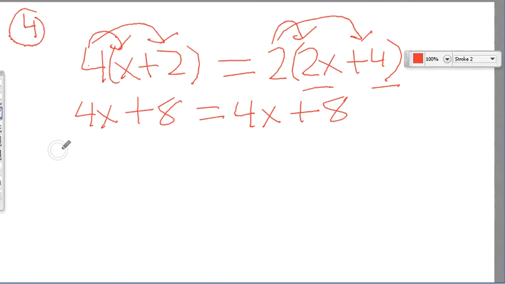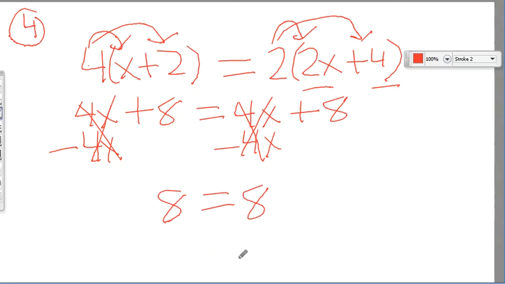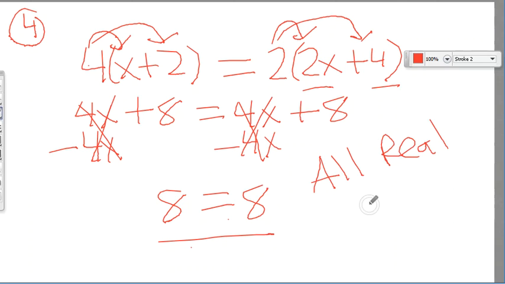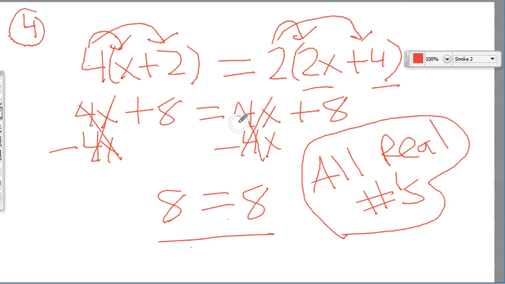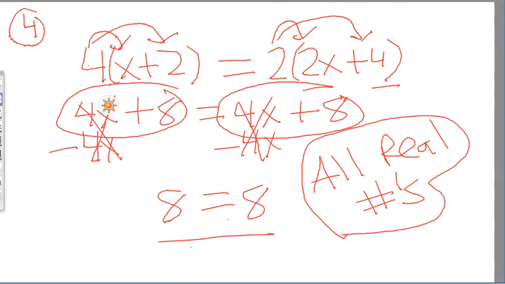Okay, and then from there, as we go to get the two terms that have the same variable to be on the same side, the thing that happens is this would cancel out, this would cancel out, and we're left with 8 equals 8. Okay, so when our variable drops out and we're left with a statement that is true, our solution would be all real numbers. Okay, we can plug anything in for the x back at this step, right? Because on both sides, we're multiplying it by 4 and then adding 8.